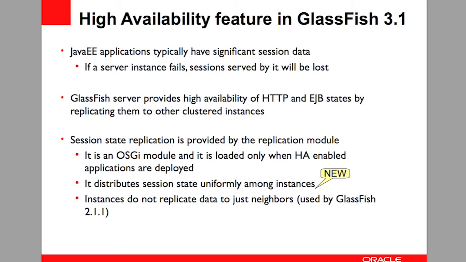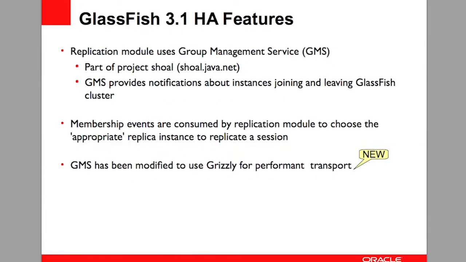Session state replication is provided by an OSGi module, which is loaded only when HA-enabled applications are deployed. This replication module distributes session state uniformly among instances. This is a significant change from GlassFish 2.1, where an instance will replicate the user sessions only to its neighboring instance. The replication module uses Group Management Service, which is also an OSGi module.